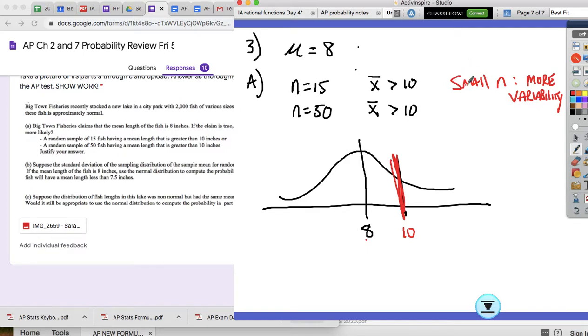This goes back to when we had a little dot plot on the side wall of our classroom. We had a dot plot that had a large sample size and one that had a small sample size. When you have small sample sizes, you have more variability, meaning your center might be a little bit off. If you have a large sample size, you're going to have less variability, which means it'll be clumped more around the true mean.